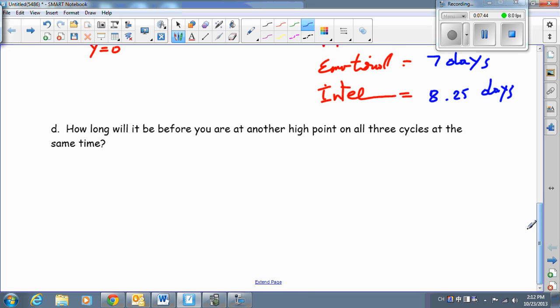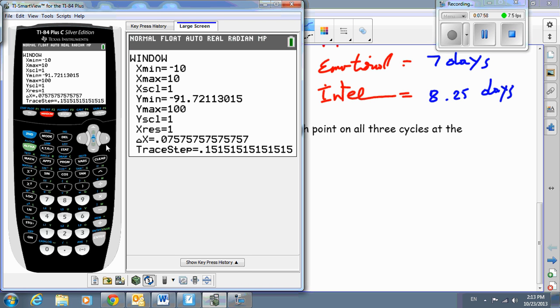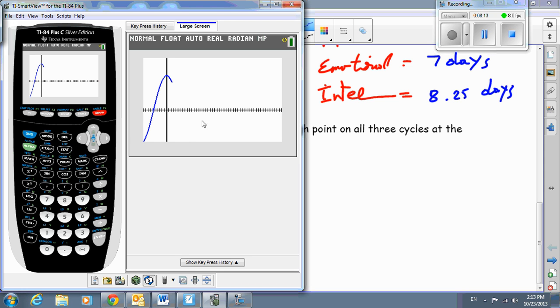Now the next question says, how long will it be before you are at another high point on all 3 cycles? So to find where we are at another high point, all you got to do is go back on your calculator. Let's increase our x values. So under my window, I will increase my x values to maybe, why not 50? And I want to increase also my y max so that I can see a little more. Let's make it 150 and graph it. Our goal is to see when it reaches another high. So for the first one, this is the point we're looking for. This is just for the first graph. You can do them separately if you want, but you can do it for all.